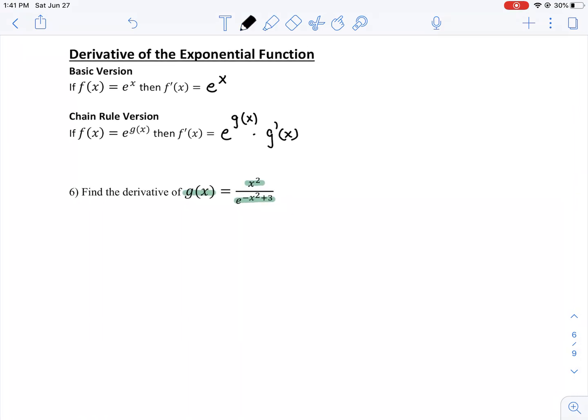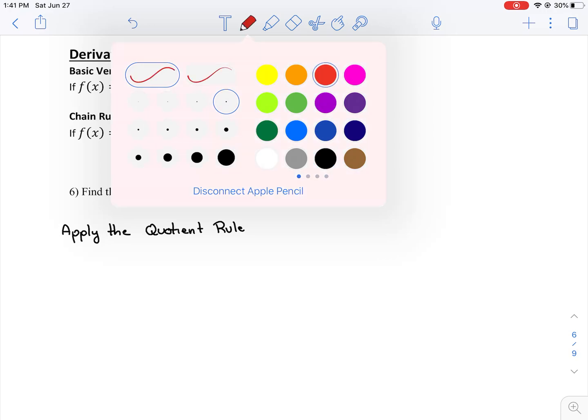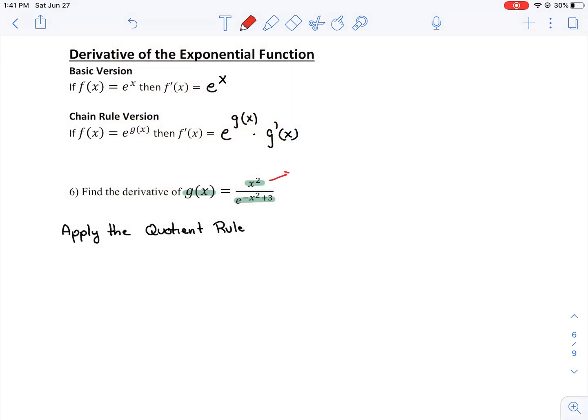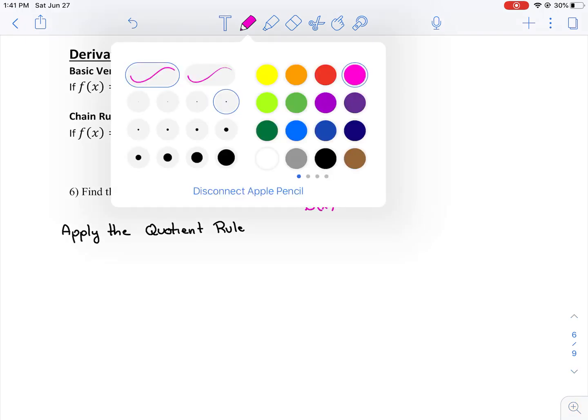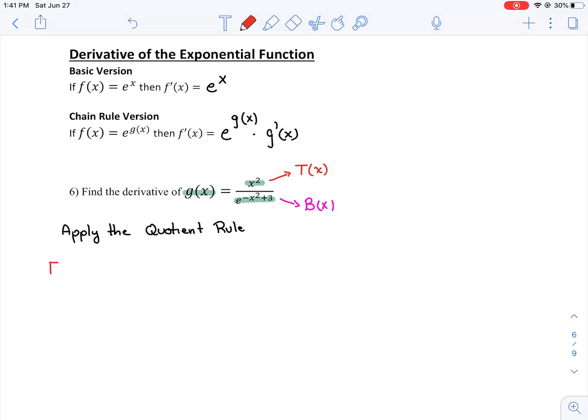Since g of x is a rational expression, we are going to apply the quotient rule. So I'm going to identify the numerator as the top. I'm just going to call it t of x, and the denominator with a b of x for bottom. So the quotient rule requires the derivative of the numerator, which in this case is 2x.